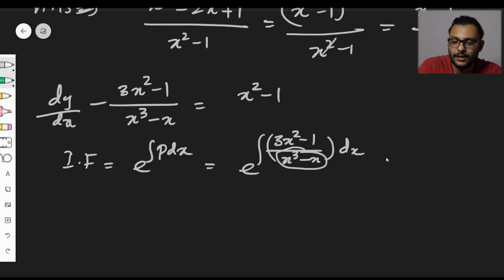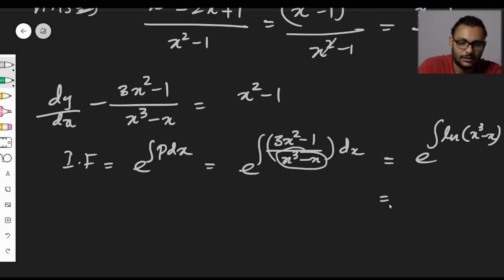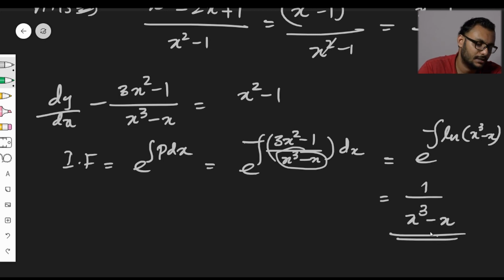So we can apply the logarithmic result, that is e raised to log x cube minus x. Actually there is a minus here, because p is nothing but minus of this term. So we have to apply the minus, and this minus will make this a fraction, that is 1 by x cube minus x. So this is the integrating factor.